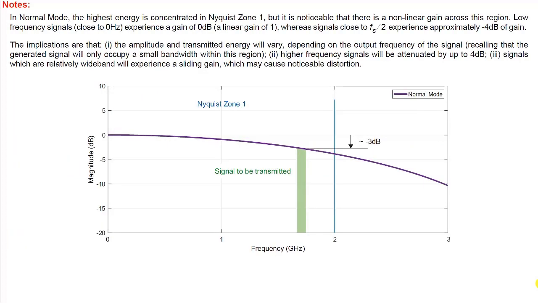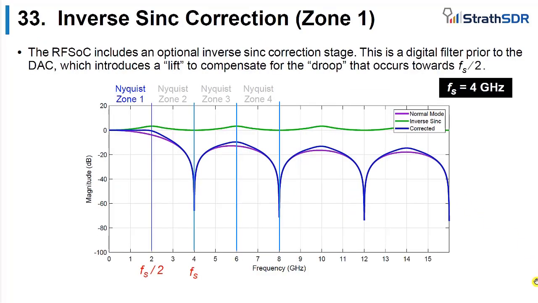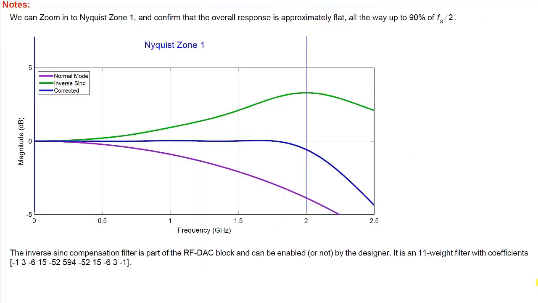And if we zoom in a little bit, we can see that my signal of interest is around about 1.7, then it's down 3 dBs. We'd rather it wasn't down 3 dBs, so once again, we will put in a lift. There's a sketch, and in green, the inverse sinc is shown. If I can create that filter digitally, then I can flatten off the Nyquist zone 1. And zooming in, you can see this green example, and this is one of the filters taken from the RFSoC device.